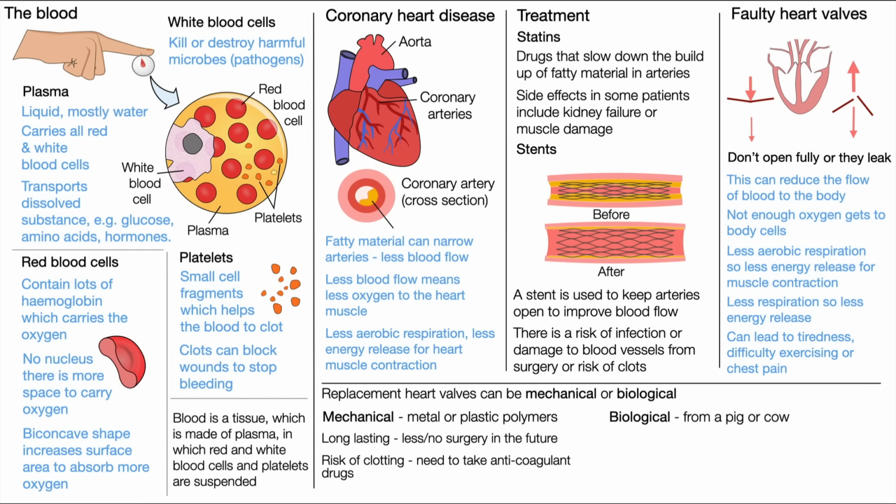We can have biological valves. These come usually from a pig or a cow. They may need replacing after 5 to 10 years. We do have, however, a risk of rejection, the body rejecting the valves from a pig or a cow, so the patient may need to take immunosuppressant drugs for the rest of their lives. These are drugs that weaken the immune system, so the person is less likely to reject the valves from a pig or a cow.